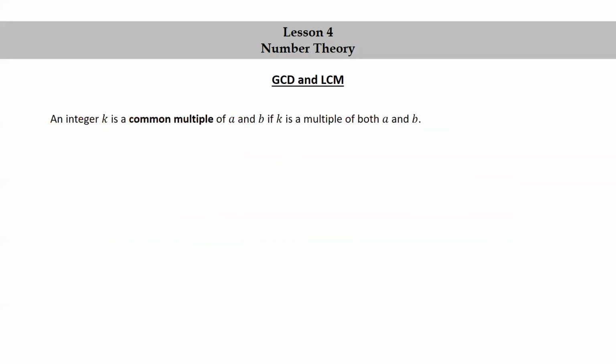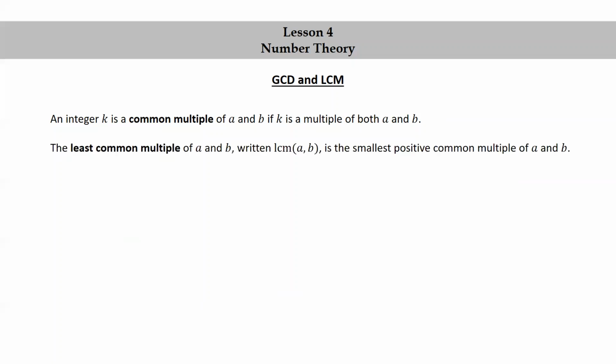An integer k is a common multiple of a and b if k is a multiple of both a and b. The least common multiple of a and b, written LCM(a, b), is the smallest positive common multiple of a and b. Let's look at an example. Let a equal 6 and b equal 15.